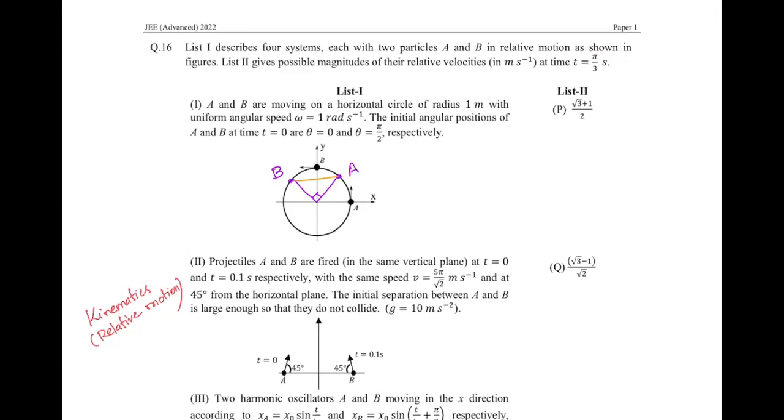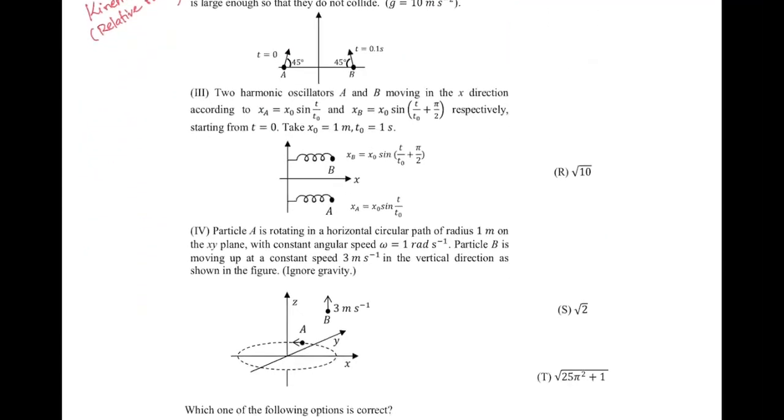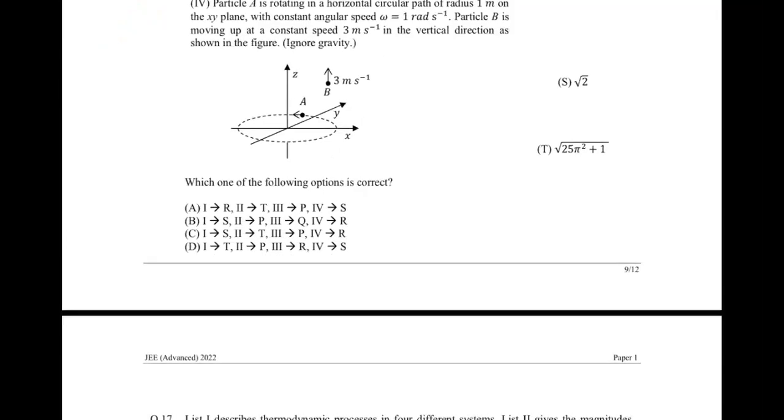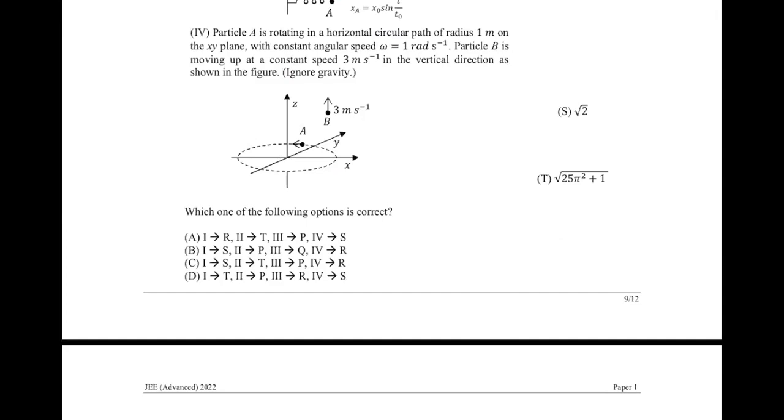So VA value is going to be R omega, since it's a circular motion. So velocity of A, let me just use a different color, is going to be 1 meter per second. Velocity of B is also 1 meter per second. So just find out the relative velocity. So V relative is going to be root 2. Now you see which option is going to be root 2 for the first one. So root 2 means S. So S being the situation. Now for the first one, where do we have S happening? So either B or C.